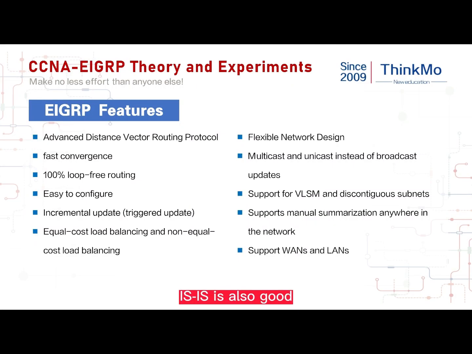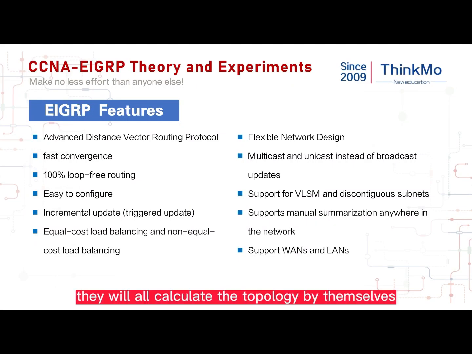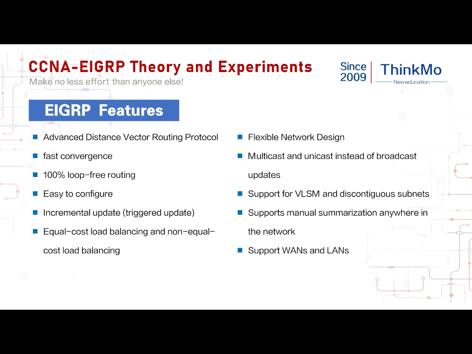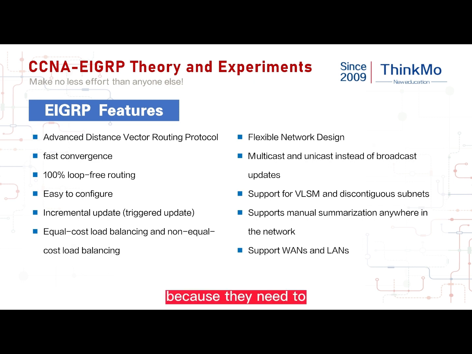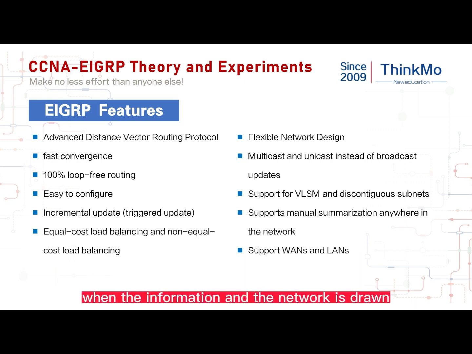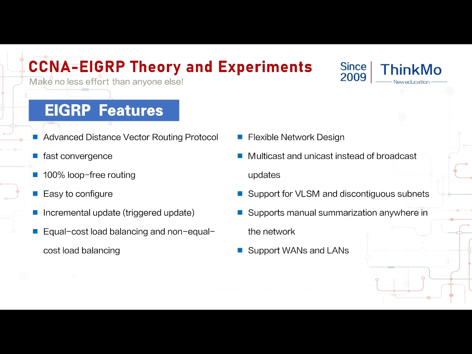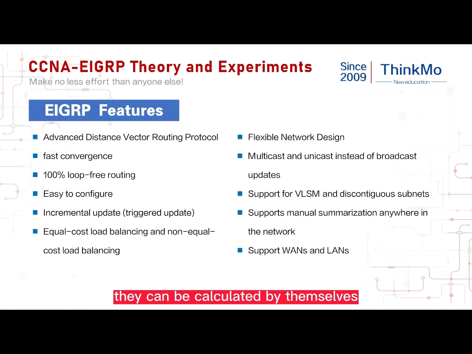Device is also good. They will all calculate the topology by themselves. That is, dynamic routing protocols are essentially loop-free, because they need to understand the information in the network. You will learn topology drawing later. When the information in the network is drawn, these network devices, after receiving the information, can calculate by themselves how to connect each device.